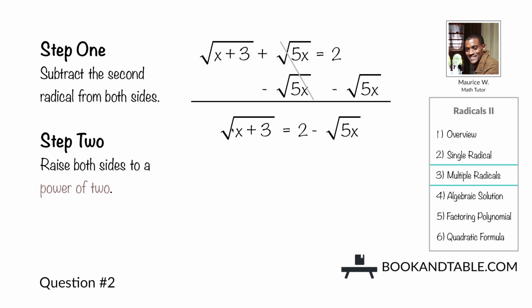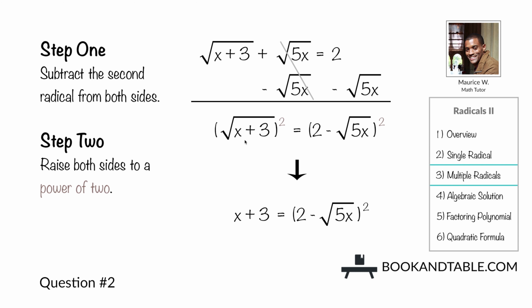To remove this radical sign, we raise both sides to a power of 2. That cancels, leaving us with the radicand, x plus 3. On the right side, we wind up with 2 minus the square root of 5x squared. So we're going to use the FOIL method to expand this expression.